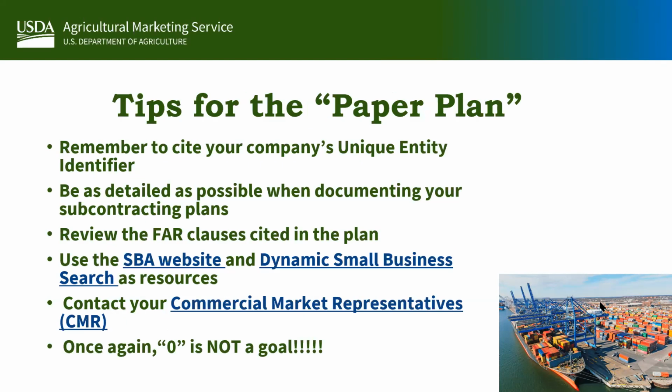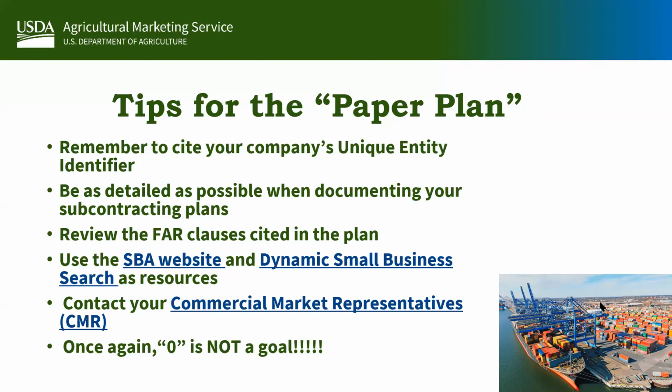So a few tips for the paper plan. Use your company's unique entity identifier, or UEI, instead of your DUNS. Be as detailed as possible when writing about the products your company subcontracts for, the type of outreach your company plans to do, and how your company determines which business to subcontract to. Look at those FAR clauses hyperlinked in the plan. You want to make sure you understand what you're signing off on.